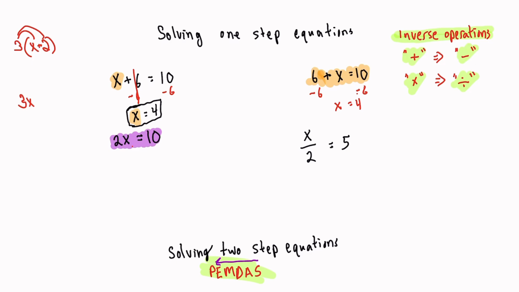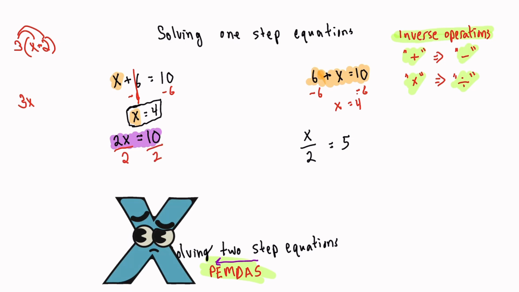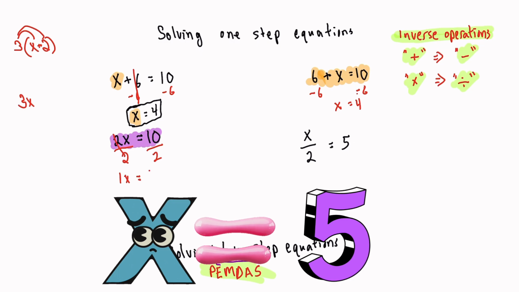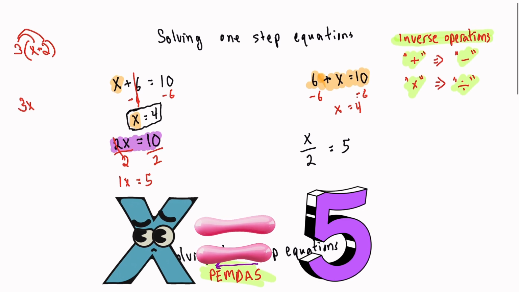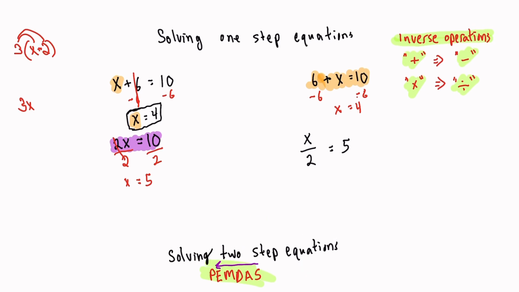So the inverse of multiplication, if we want to get the x by itself, is we're going to have to divide both sides by 2. We're going to divide both sides by the number that is right next to the variable. 2 divided by 2 is 1. Now we have x. 10 divided by 2 is going to be 5. This 1, we don't need it, so we can get rid of it, because 1 times anything doesn't change the value.